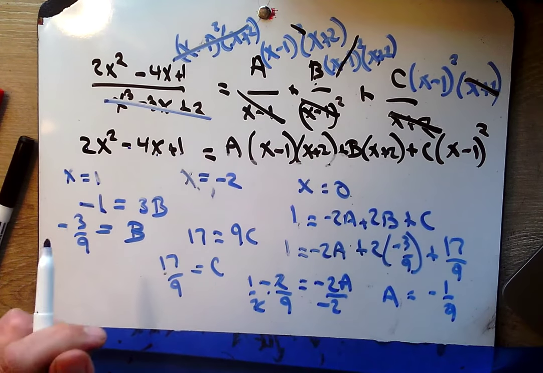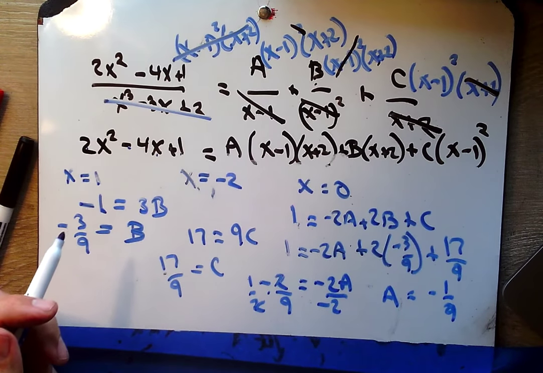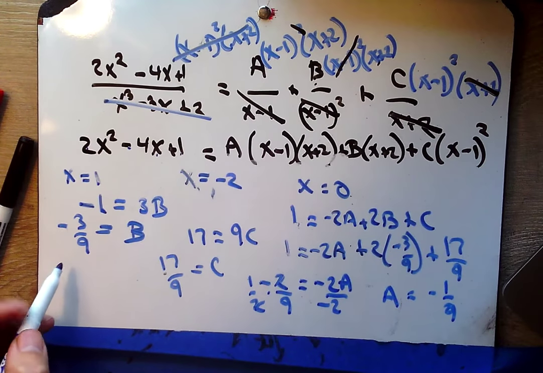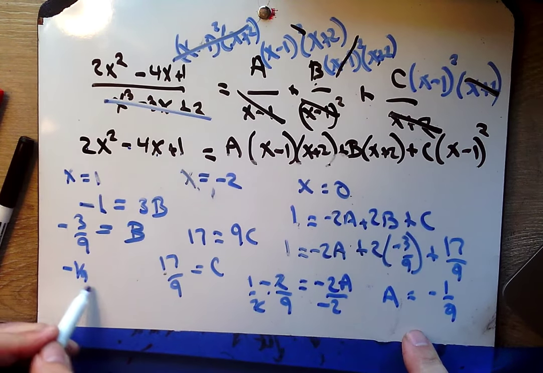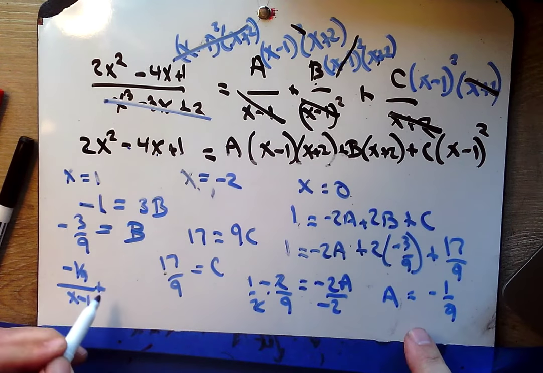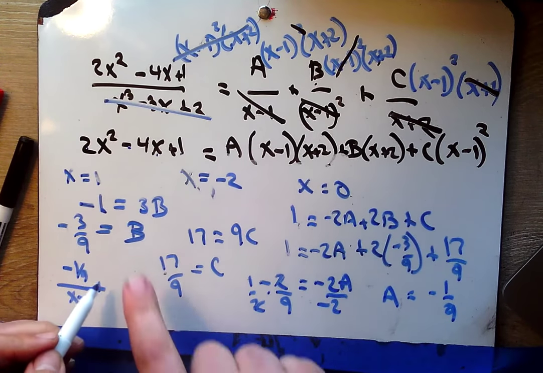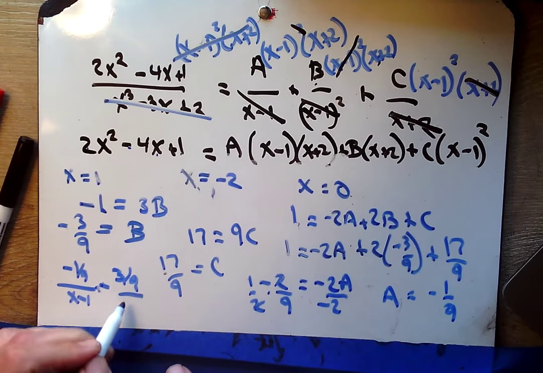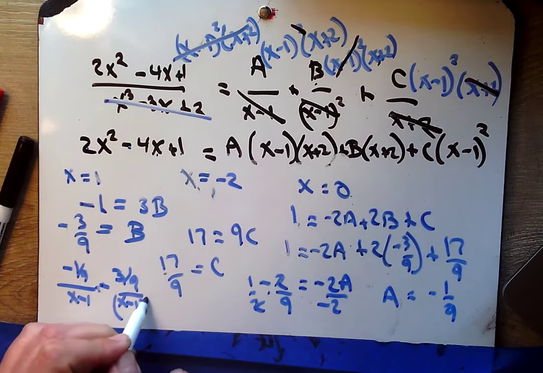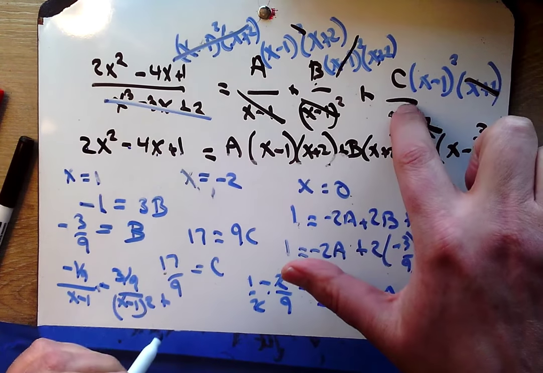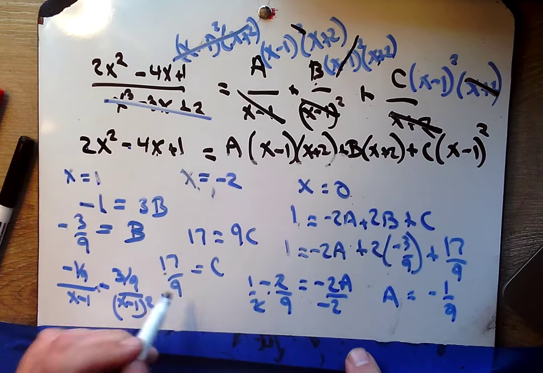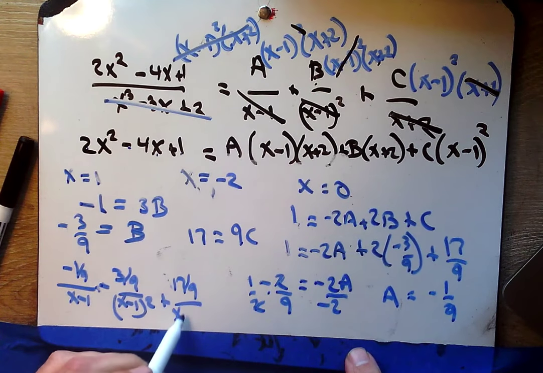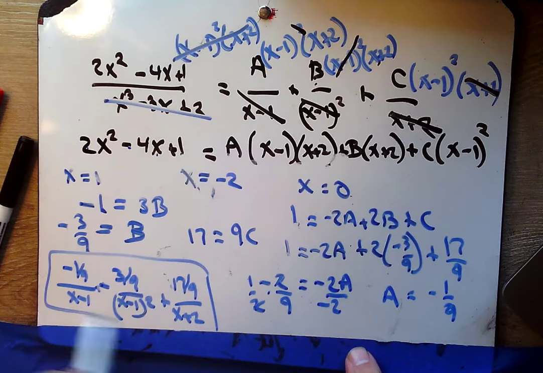All right, so I got my values. I feel pretty comfortable with that. We would have negative 1/9 over x minus 1, minus 3/9 over x minus 1 squared, and then finally plus 17/9 over x plus 2. There's our partial fraction decomposition.